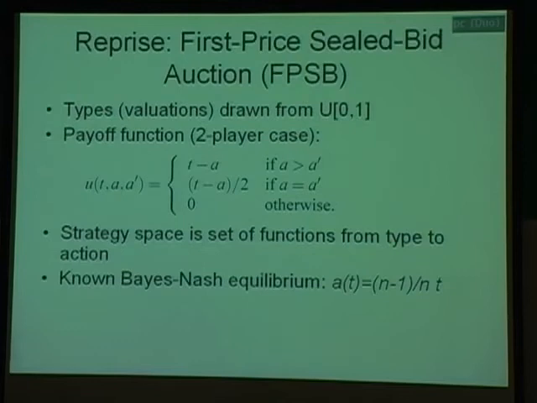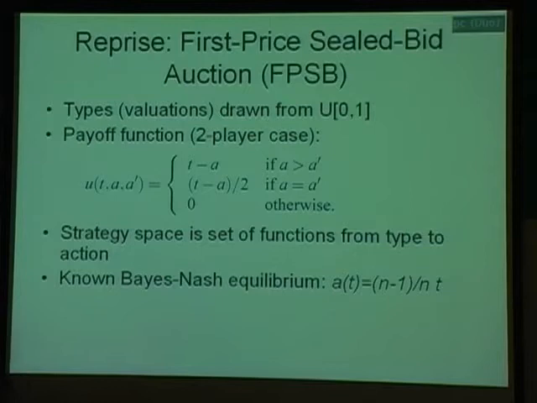So let's start with our old friend FPSB, which is by no means a monster game. In fact, it's been solved, as we know. But it has infinite type and strategy spaces and a nonlinear payoff function. And so it has many of the attributes of games that are analytically intractable. So it's going to serve as a good test case. I've already described the game. This is the two-player case. The generalization to n players is very straightforward.